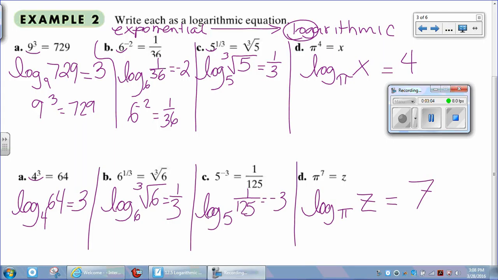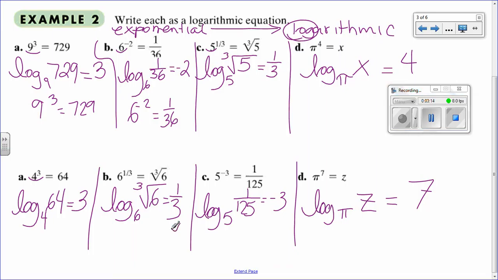So to check our answers, they're right there. Log of 64 base 4 equals 3. The log of the cube root of 6 base 6 equals 1/3. The log of 1 over 25 base 5 equals negative 3. And the log of 3 base pi equals 7. Those should be your answers.